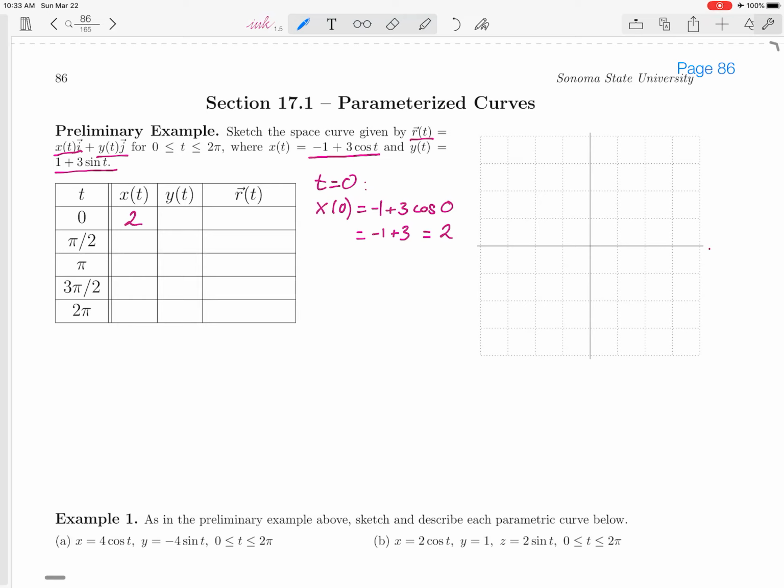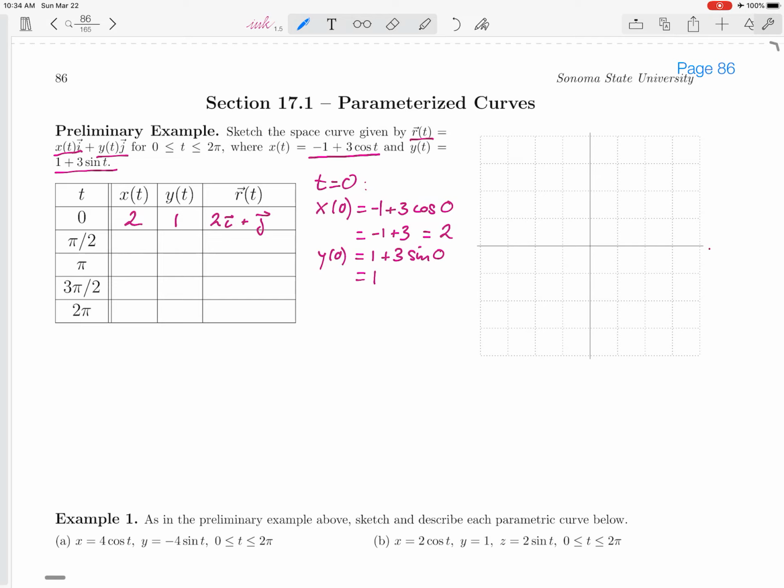And I can enter that in my table. x of 0 is equal to 2. Now let's look at y of 0. y of 0 is 1 plus 3 sine of 0. Sine of 0 is 0, so here we get 1. We can also put that into our table, and we can also write down the vector r of 0. That is 2i plus j, just writing it with our i and j components.